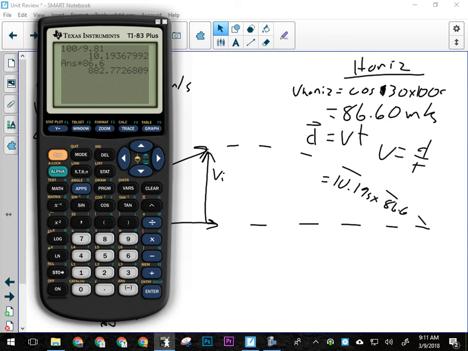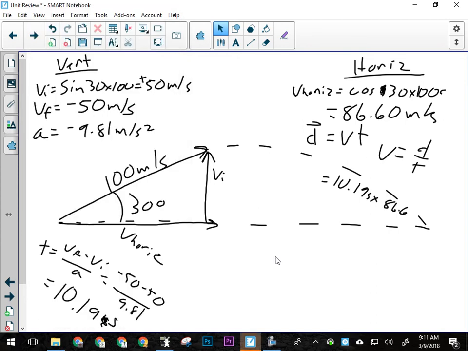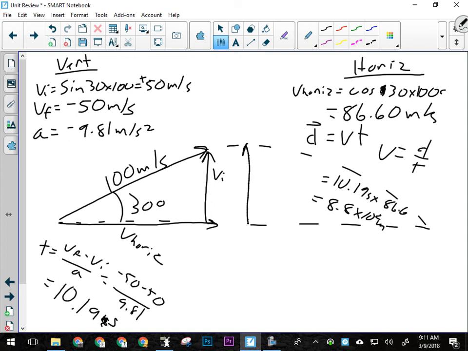All right, so this thing is going to travel horizontally 8.8 times 10 to the 2 meters. Is that ringing a bell? I mean, basically every single one we did worked that way. We were trying to find the horizontal displacement. If I want to find the maximum height, that occurs right here.